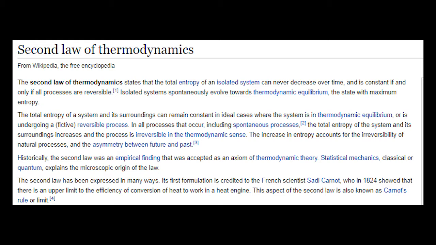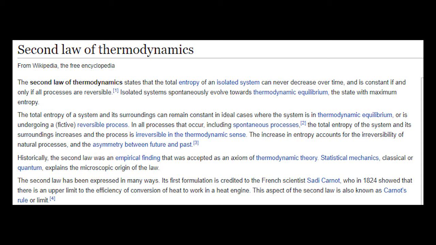The total entropy of a system and its surroundings can remain constant in ideal cases where the system is in thermodynamic equilibrium or is undergoing a fictive reversible process. In all processes that occur, including spontaneous processes, the total amount of entropy of the system and surroundings increases, and the process is irreversible in the thermodynamic sense. The increasing entropy accounts for the irreversibility of natural processes and the asymmetry between future and past.